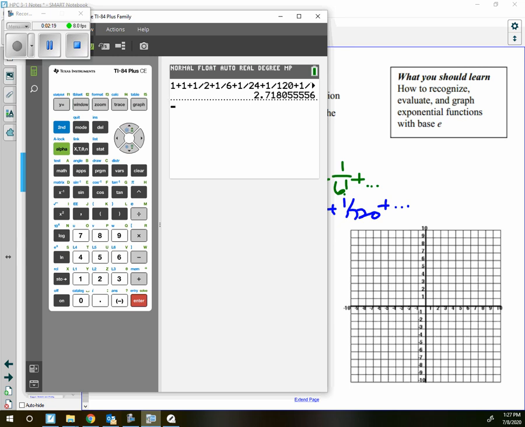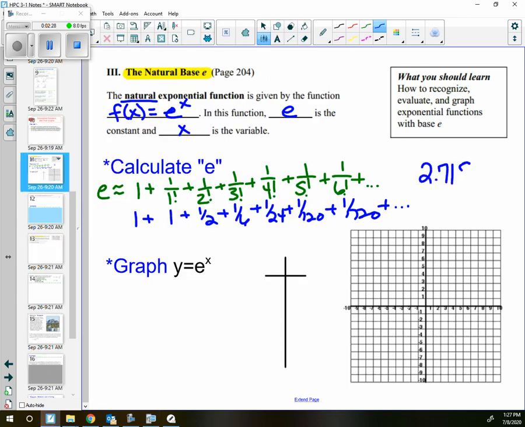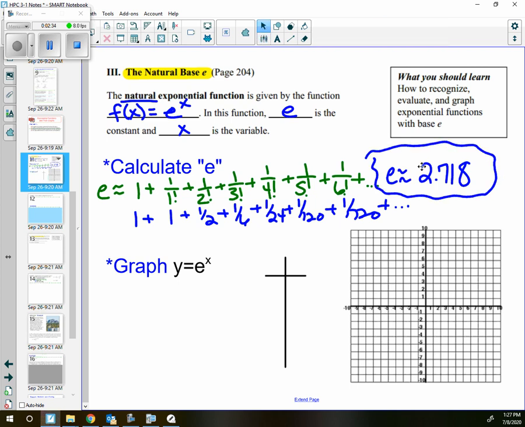2.7180, and so on, it keeps going, non-terminating, non-repeating, just like pi. The approximation we affectionately use for e is 2.718. So when you think e, I want you to always be thinking the number 2.718. It's a little bit less than 3. So when you're thinking as an estimate, that's what that's going to look like. That base, 2.718, is bigger than 1.